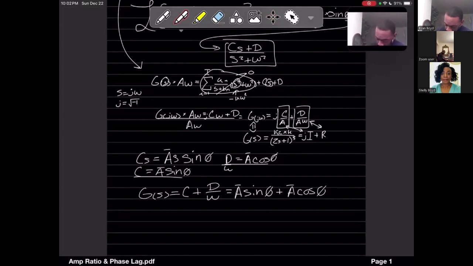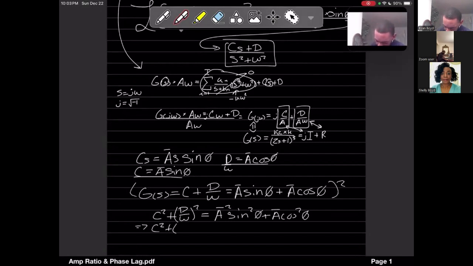So if we square both sides, everything's squared, we will get that C squared plus D squared is equal to A bar squared sine squared of theta plus A bar squared cos squared of theta. We can factor out the A bar squared, and that will give us C squared plus D squared is equal to A bar squared times sine squared of theta plus cos squared of theta, which we know, since sine squared plus cos squared is equal to 1. So this is literally just equal to 1. So we're left with A bar squared.